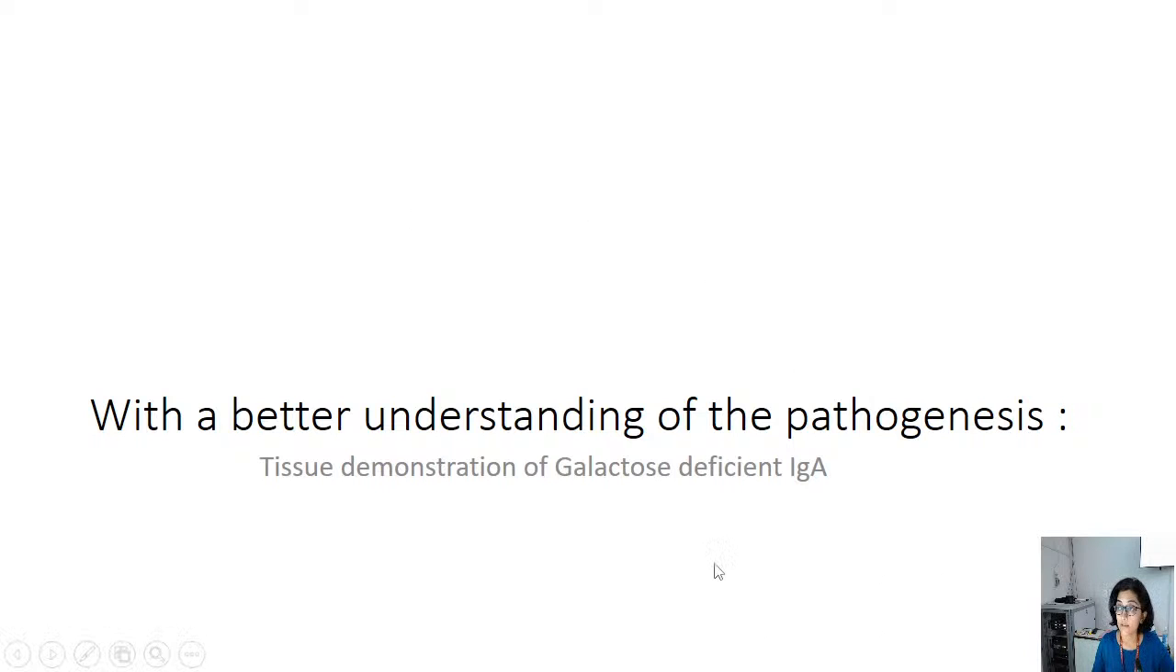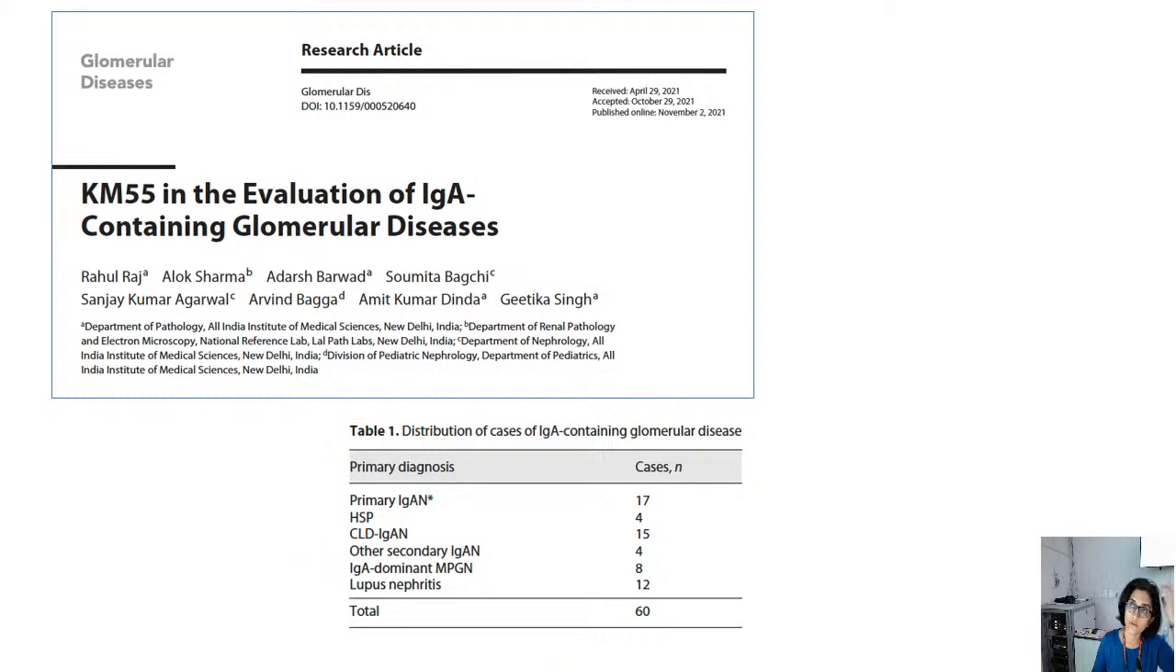So can we demonstrate this? We can. Just as KM55 in the serum, in a very nice study which was published in PLOS One from our group, showed that serum KM55 levels were much higher in patients of IgA, but you must note that they were not absent in other patients. So patients of lupus or minimal change still had a little bit of that physiological mucosal type IgA in their systemic circulation. So we tried to do this again in tissue demonstration of KM55.